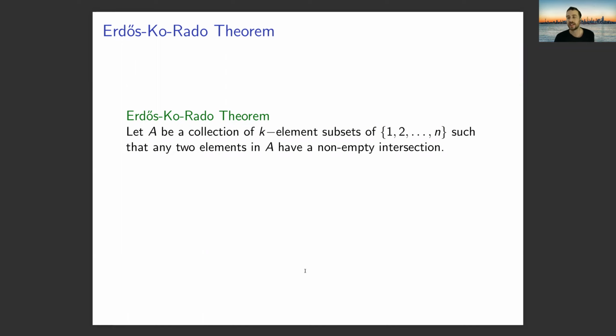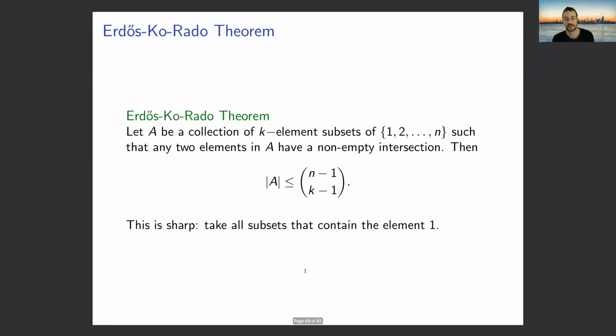Now, it's very, very clear that A cannot be too large, right? Because if you had all n choose k subsets, then you can pick some that don't have any elements in common. So the question is, how large can A be? And what they prove is this wonderful bound. And the example is just take all the subsets that contain the element 1. Then, of course, any two sets in your set A have a common element, which is 1 by design.